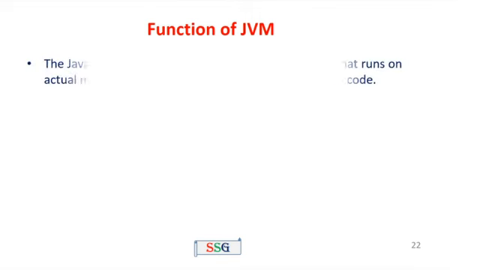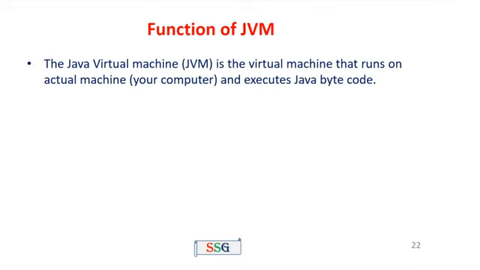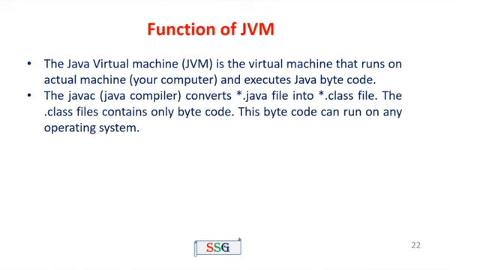Next one, function of JVM. JVM is an important component in Java, that is Java Virtual Machine. It's a virtual machine that runs on the actual machine, that means your computer, and executes the Java bytecode. That means a JVM executes the Java bytecode.